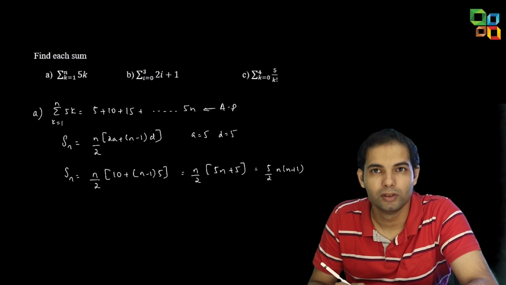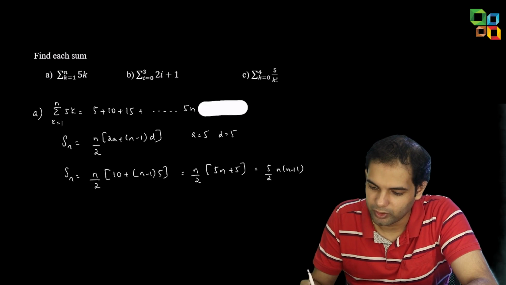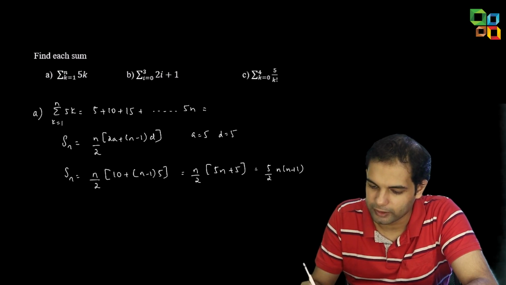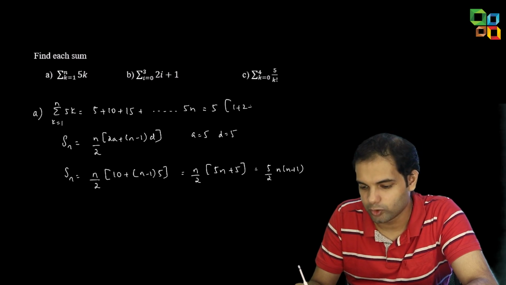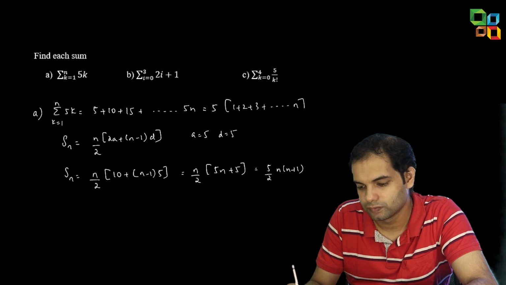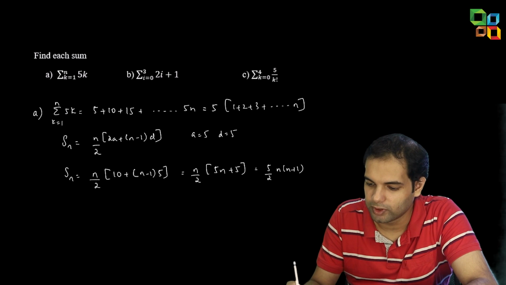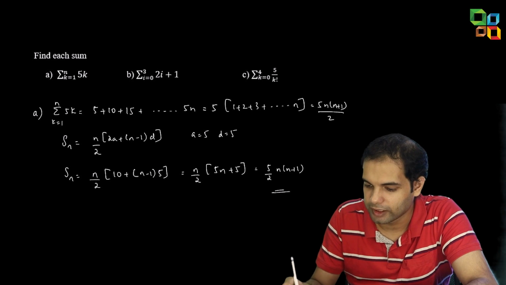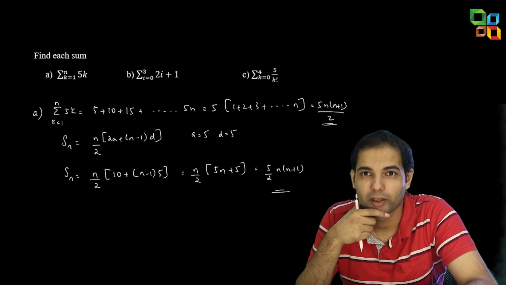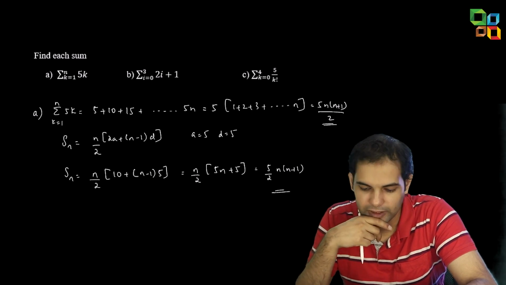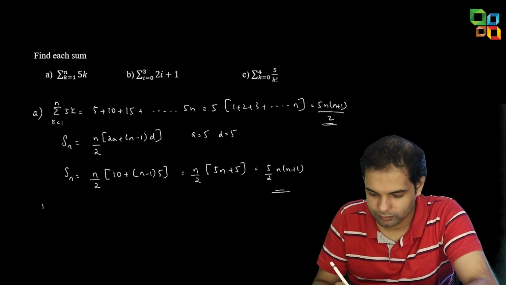If you already knew the formula, there's another way. You need not even do this. 5 is common throughout all the terms. So isn't it 1 plus 2 plus 3 up to n? Don't we already know the formula for this? Sum of first n natural numbers, n into n plus 1 by 2. You can see both are the same. Just in this problem, usually you won't get it directly. But here, without using the AP formula also, because we know the sum of first n natural numbers, we can do that. Anyways, it's fine. B part.